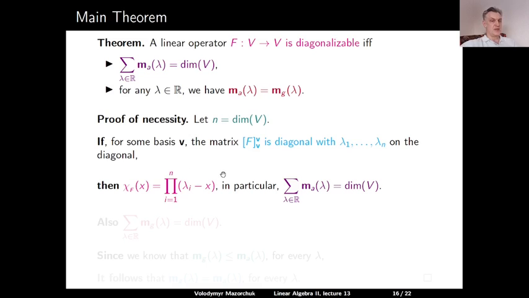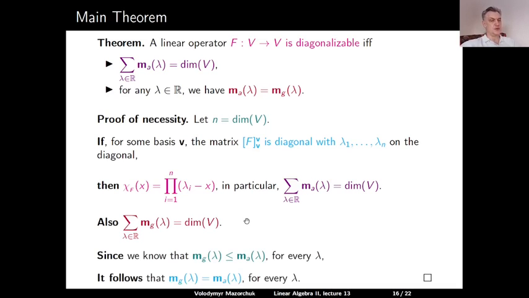So in particular, the sum of the algebraic multiplicities of all eigenvalues is equal to the dimension of V, because the characteristic polynomial is a product of linear terms. And also the sum of the geometric multiplicities is equal to the dimension of V, because we have an eigenbasis. And since we know that geometric multiplicities are at most the algebraic multiplicities, but their sums are the same, it follows that geometric multiplicity should coincide with the algebraic multiplicity for every eigenvalue lambda. So this proves the necessity of these conditions.